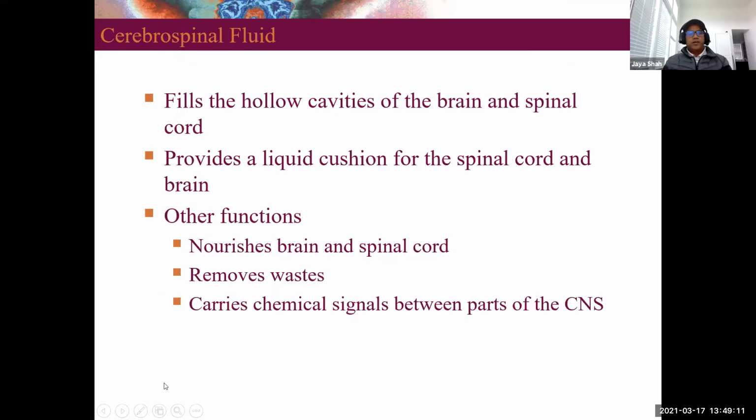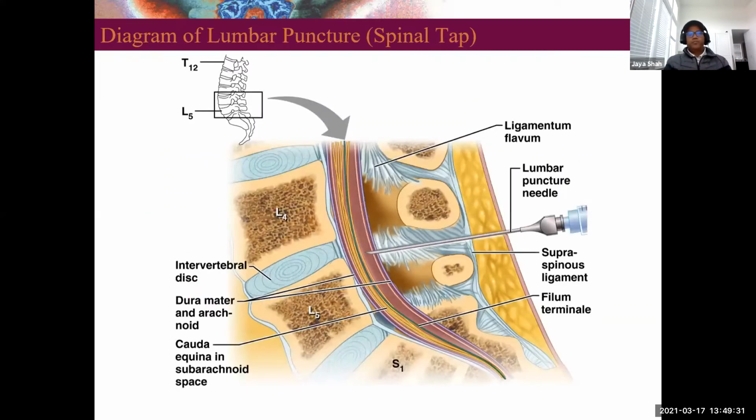Other functions are they nourish the brain and spinal cord. They remove waste. They carry chemical signals between parts of the CNS. They provide some nutrition when needed. They contain some glucose, some protein molecules, so they provide nutrition and maintain chemical homeostasis of the brain and spinal cord.